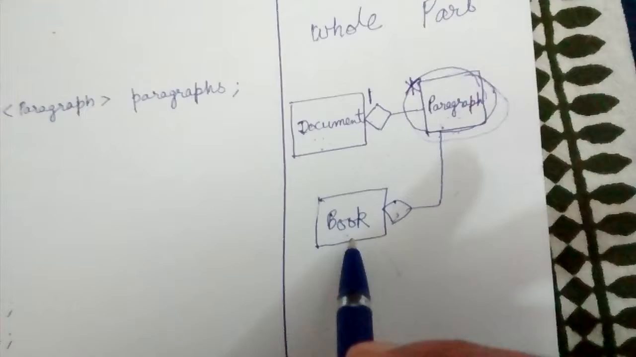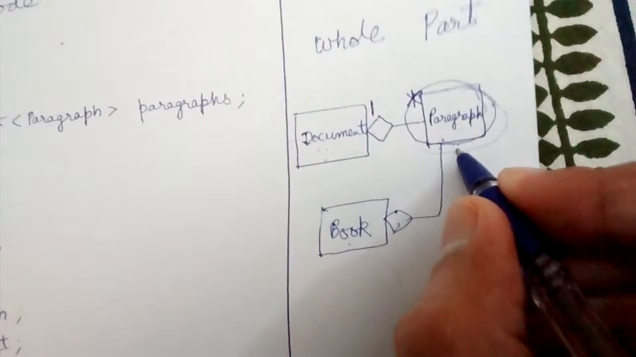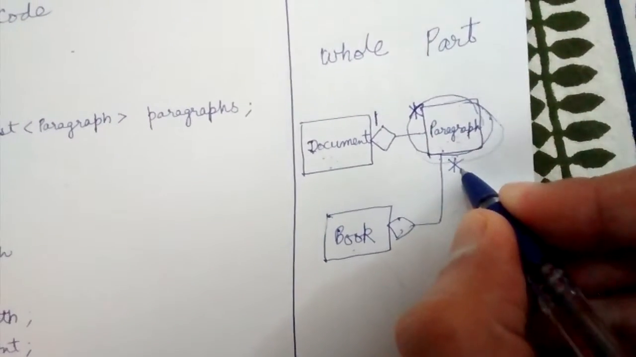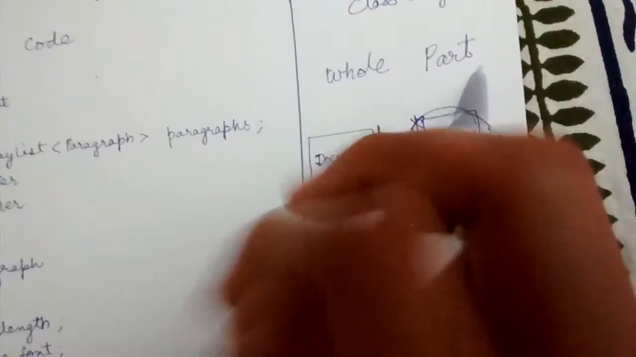Again, let's see this Book class. This is also made up of any number of paragraphs, so here also we can put star. So this is a whole-part relationship.